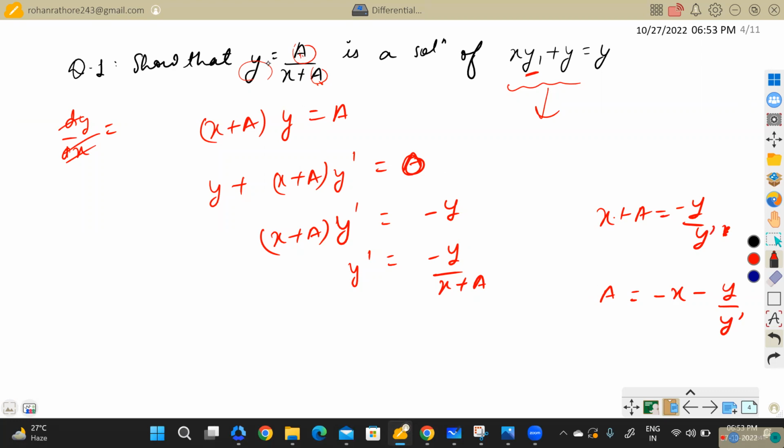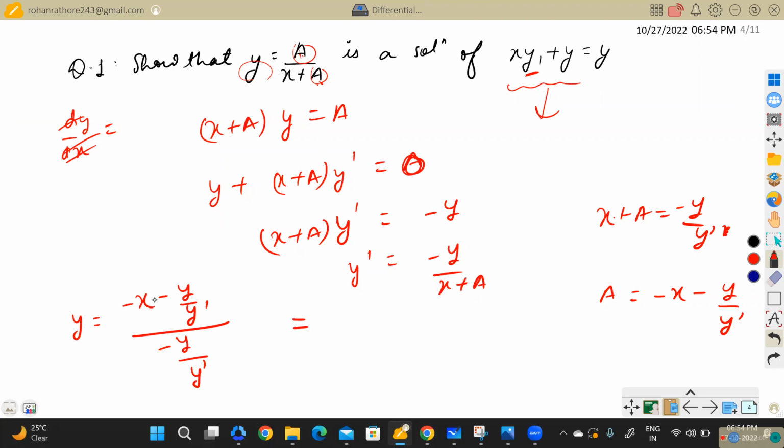So use these two values in the given y to get y equals a is minus x minus y over y dash, and what is x plus a? X plus a is minus y over y dash. Now I have got the answer.